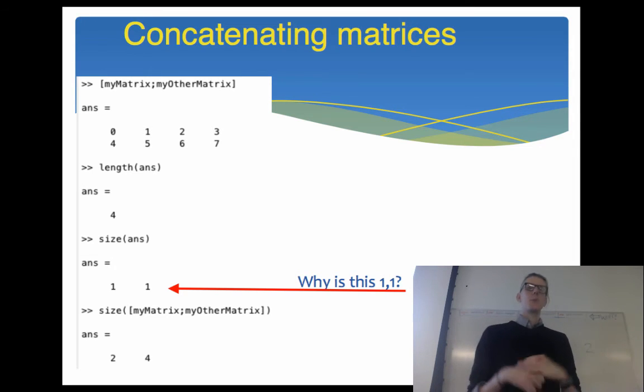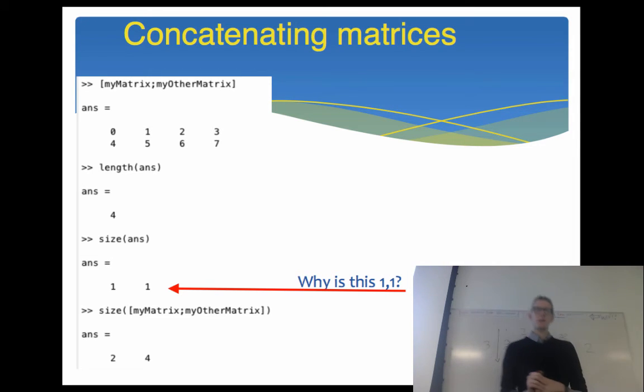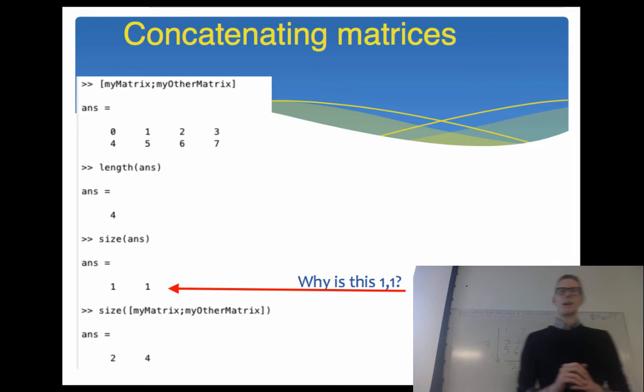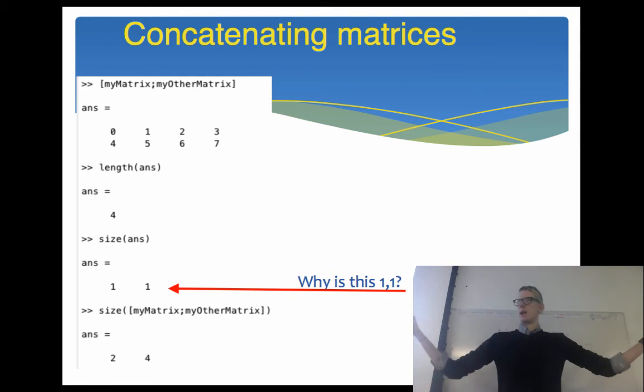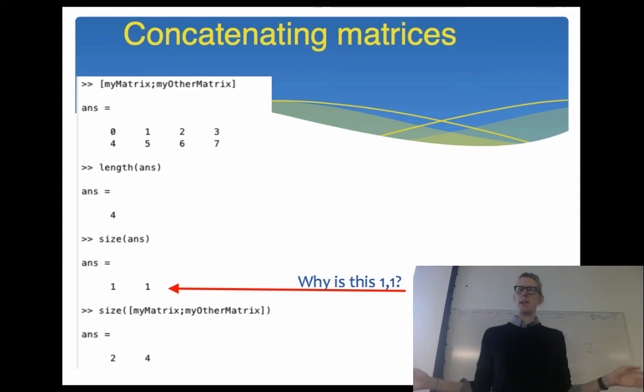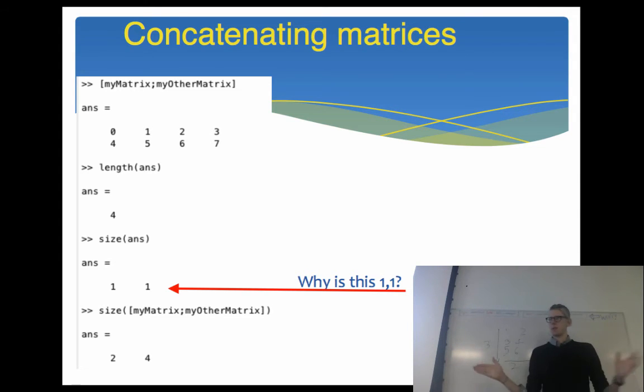Okay, so we've seen the size command. There is another command that's useful, which is length. Be careful when using length. What it does is it tells you the size of the largest side of your matrix. So if you have a long list that's just a row vector or a column vector and you want to know how many elements are in it, you can use length just to tell you how many elements are in it.